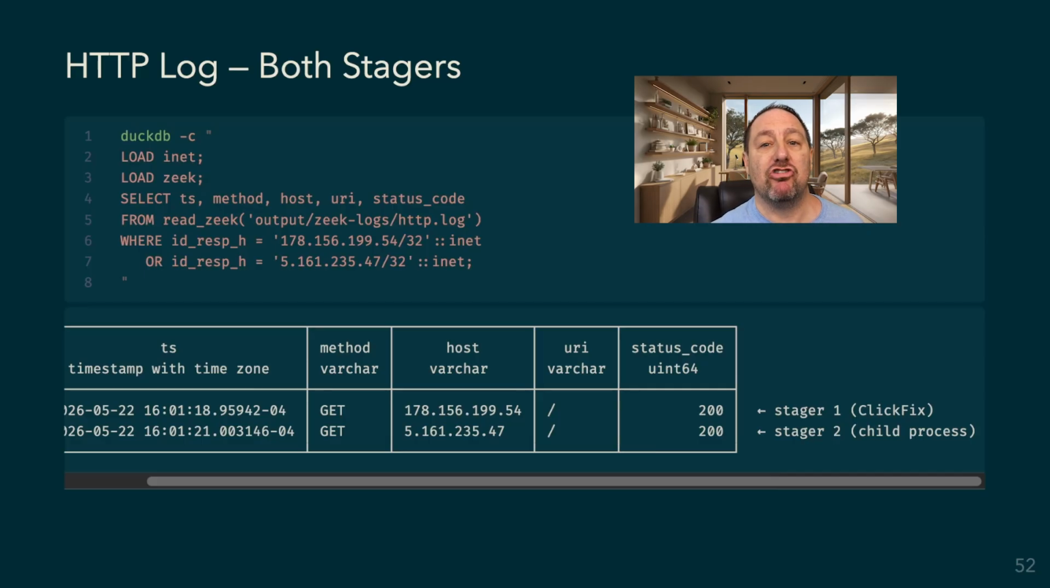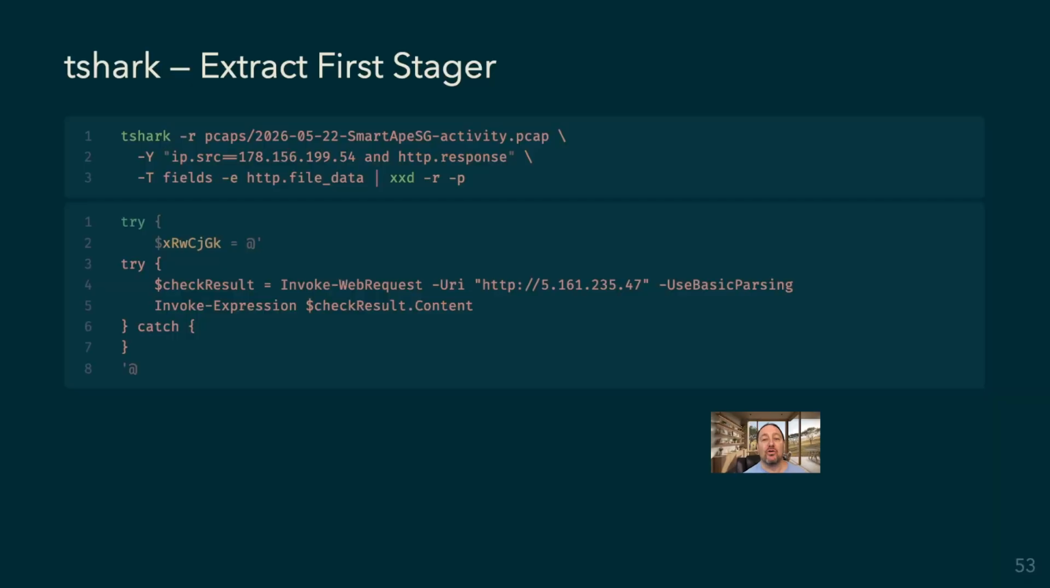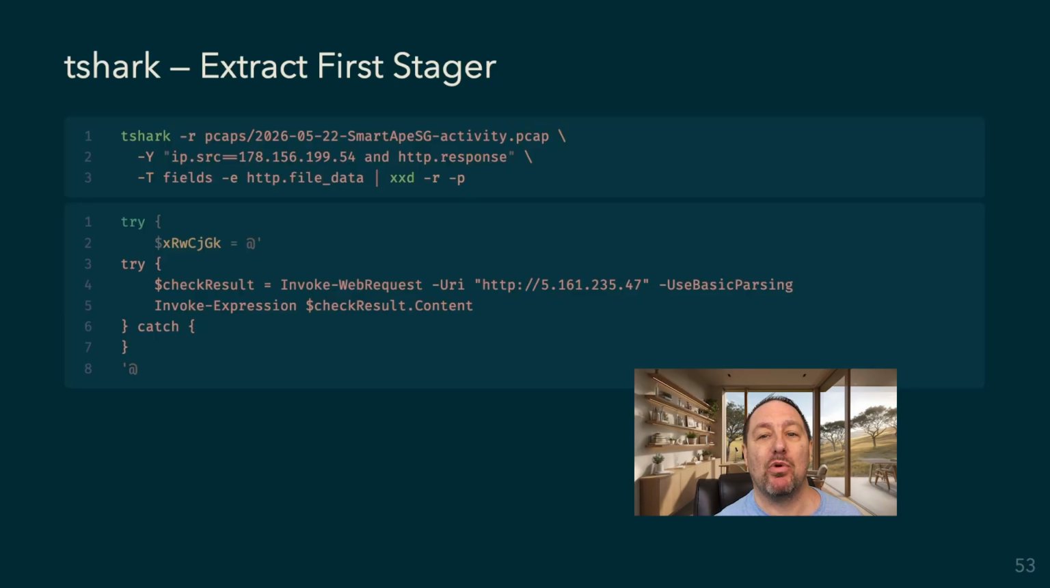Zeek's HTTP log shows method, host, URI, status code, but not the response body by default. So to see what the server sent back, we can extract both from the PCAP with tshark. So here we have extracted it from the PCAP with tshark. This is the server at 178 that returns the PowerShell stager that we talked about earlier. Now you take a look at this script, and the inner script downloads and executes from 5.161.235.47. That's the second stage.